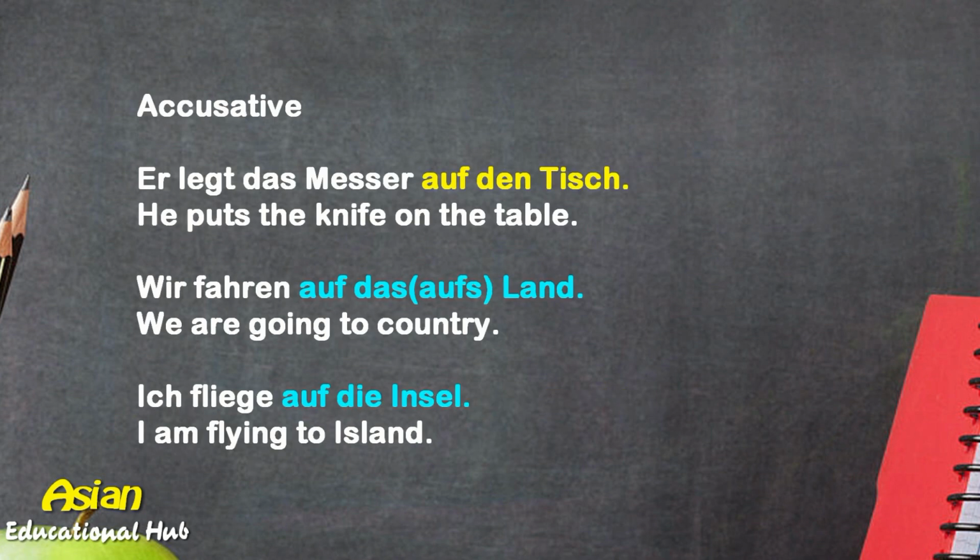In accusative case, er legt das Messer auf den Tisch. He puts the knife on the table. So there is a change of position. That's why accusative case. Wir fahren auf das Land. We are going to the country. So auf das can be shortened as aufs. Ich fliege auf die Insel. I am flying to the island.